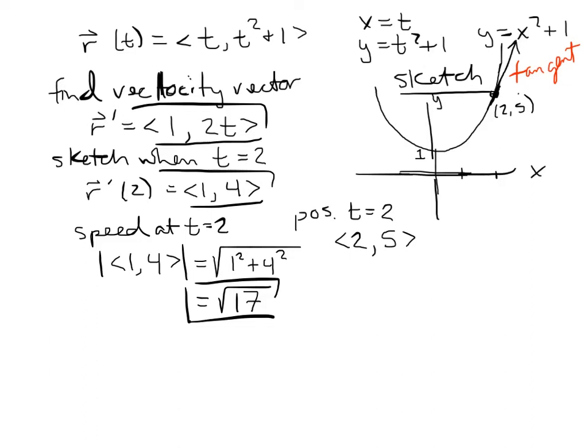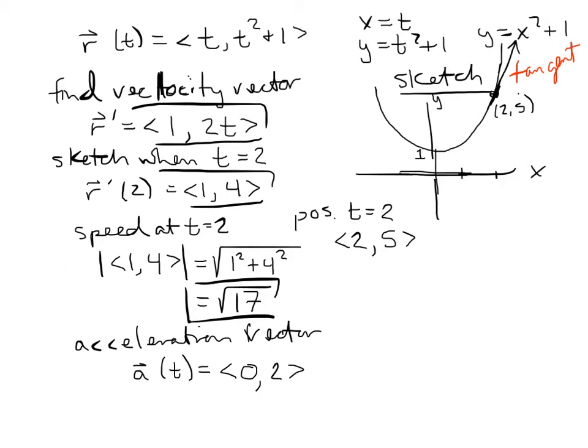We could also find the acceleration vector. The acceleration vector, we just need to take one more derivative. So I need to go back up here and find r prime with the t's in it. There it is. Let's take a derivative of that guy to find the acceleration vector. This will be at any time. And that vector will be 0. Derivative of 1 is 0. Derivative of 2t is 2. And there's my acceleration vector.